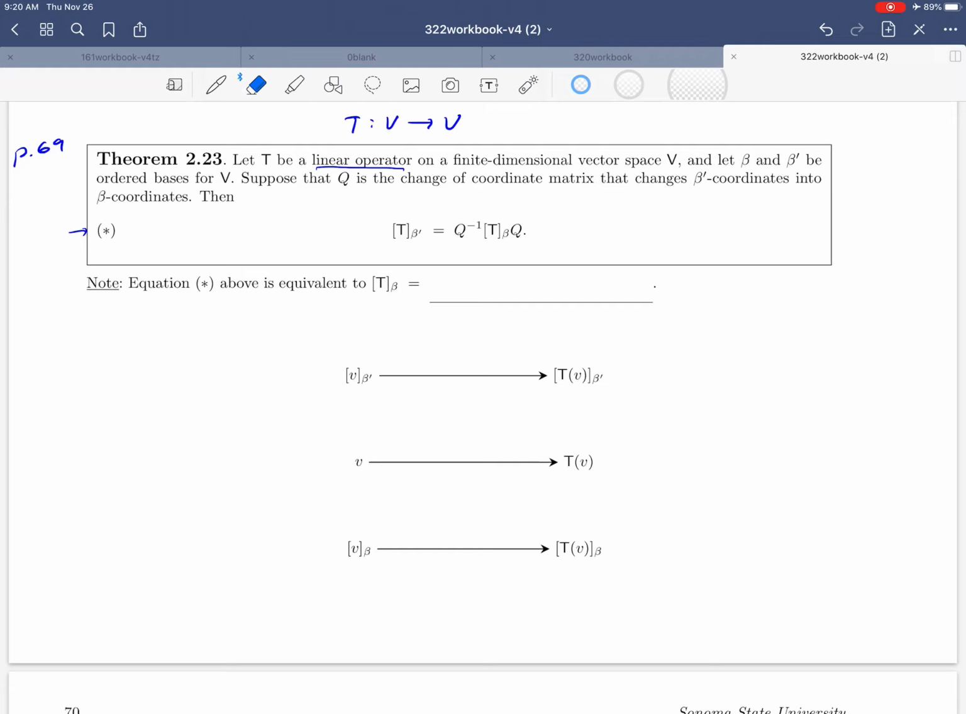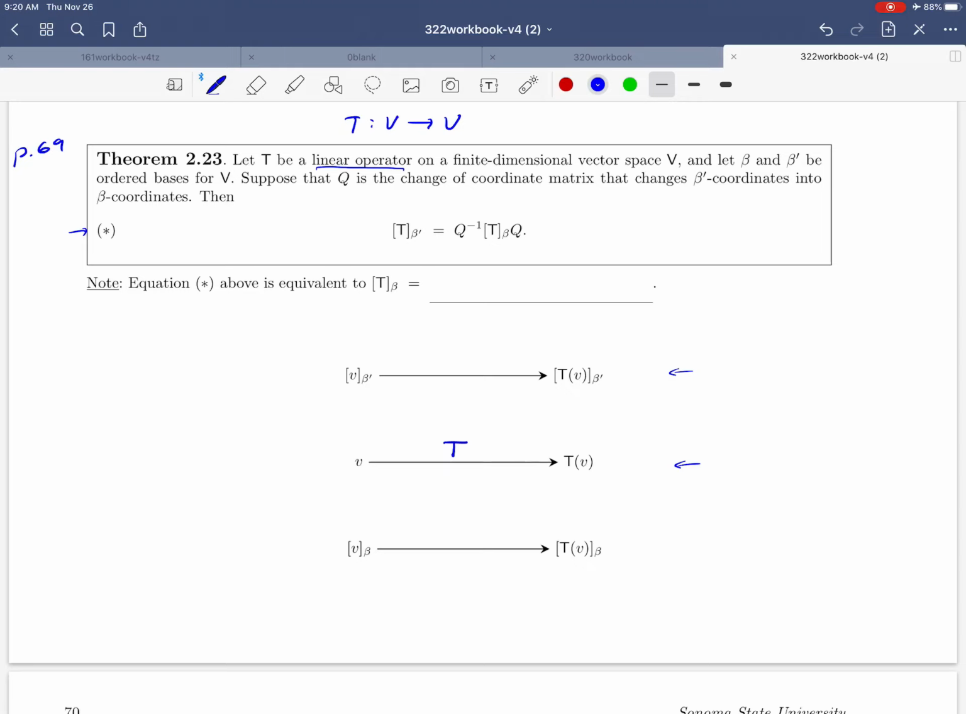So looking down at the bottom of the page here, we've got a diagram that they've sort of started for us, and I'd like to see if we can complete it by filling in some of the pieces. Let's start with the arrow that we see in the middle of the diagram. To go from V to T of V, we would apply the transformation T. And I'd like to see if we can think about the other two arrows in a similar way. So up here, what would take us from the coordinate vector of V relative to beta prime to the coordinate vector of T of V relative to beta prime?